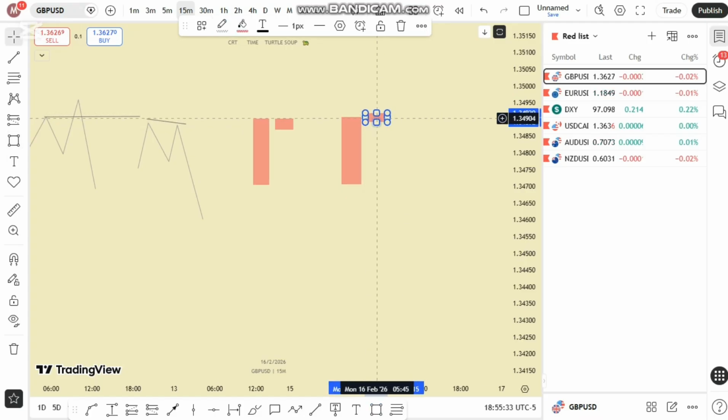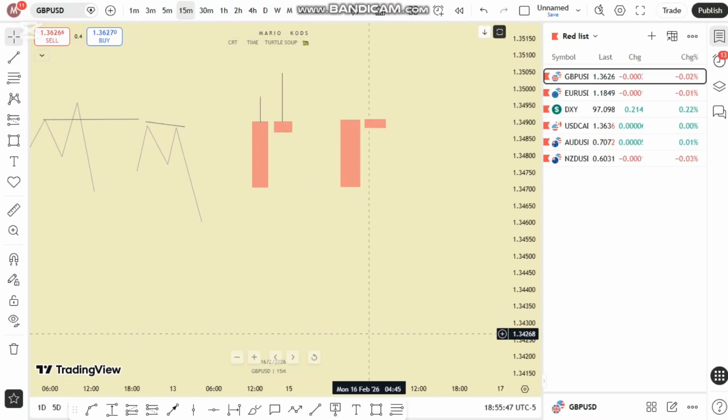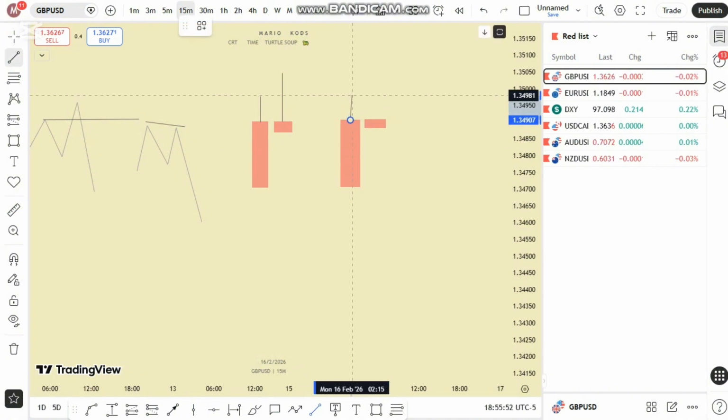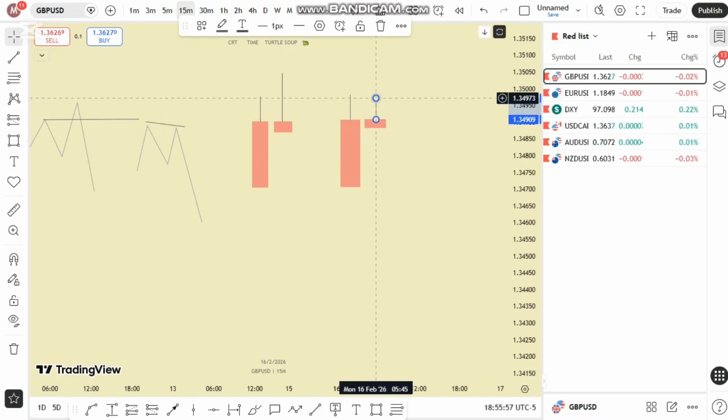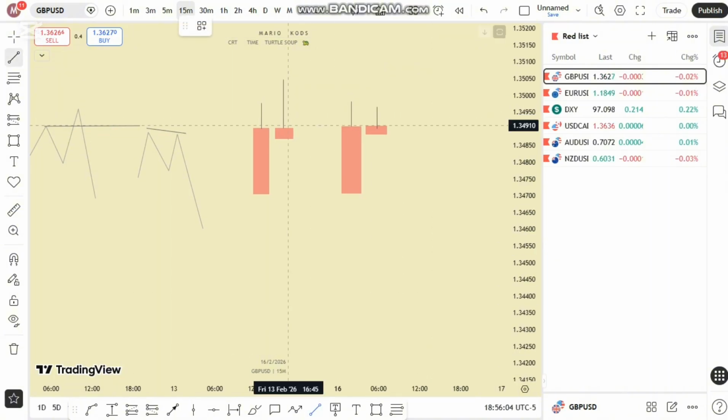Forget about the drawing and focus: candle one and candle two. In candle one, we had a high, and you know that this stands for manipulation. In candle two, we had a high, and we also got a failure to take out that high as well. So this is an example of candle SMT.